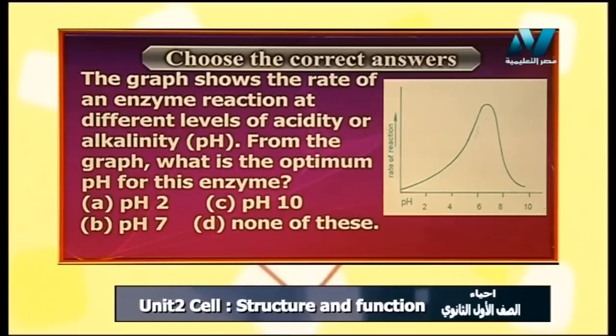السؤال ده بيعمل لي جراف قدام حضراتكم، بيقول لي the graph shows the rate of enzyme reaction at different levels of acidity or alkalinity اللي بنقول عليها pH. From the graph what is the optimum pH of this enzyme. وبعدين بيقول لي pH 2 10 7 or none of them. خلينا نفتكر كده او نبص على الجراف كده ناخد بالنا ان احنا عندنا 3 temperatures. واحده بنقول عليها minimum temperature، واحده فوق هنا بنقول عليها optimal temperature، وواحده تحت هنا بنقول عليها maximum temperature.